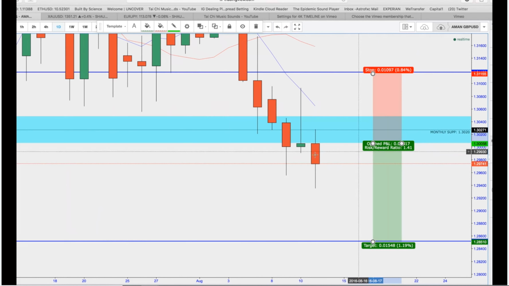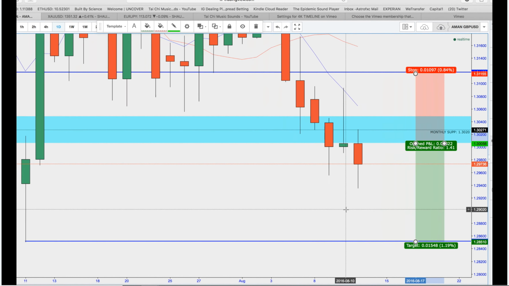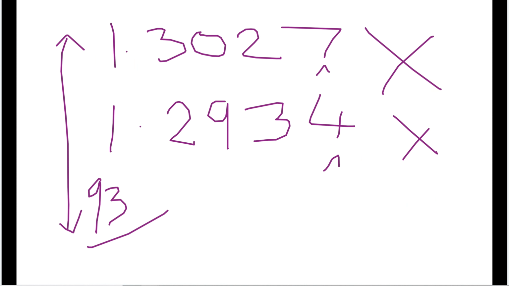But if we look at the chart, we can see that we've pulled back up from the lows of the day. So we're currently at 72. So we are up around 35, 37 pips from the low of the day so far. Cool. So that's how we can work it out. So from the top to bottom, GBP USD has fallen 93 pips.